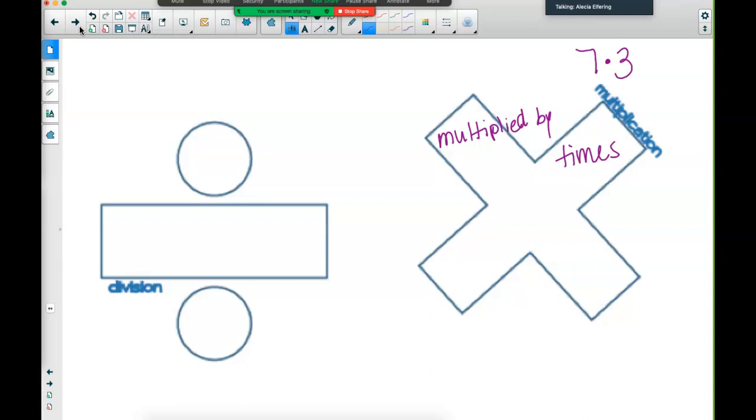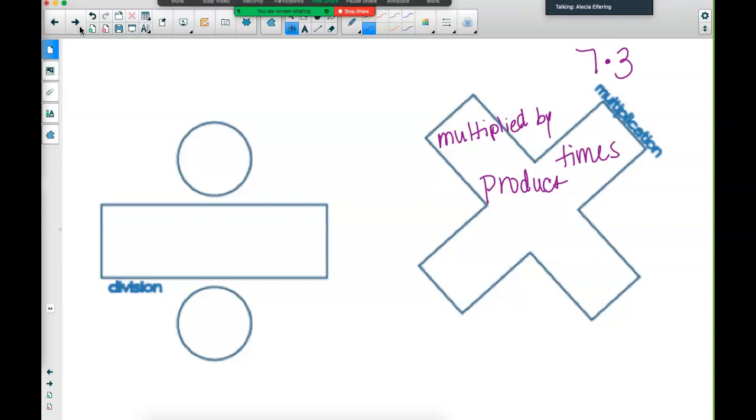What do we call the answer to a multiplication problem? It starts with a P. Go ahead, Brady. Product. So we could say the product of 7 and 3. Okay, then there are some that I'm going to put up here that are specific to a certain number.